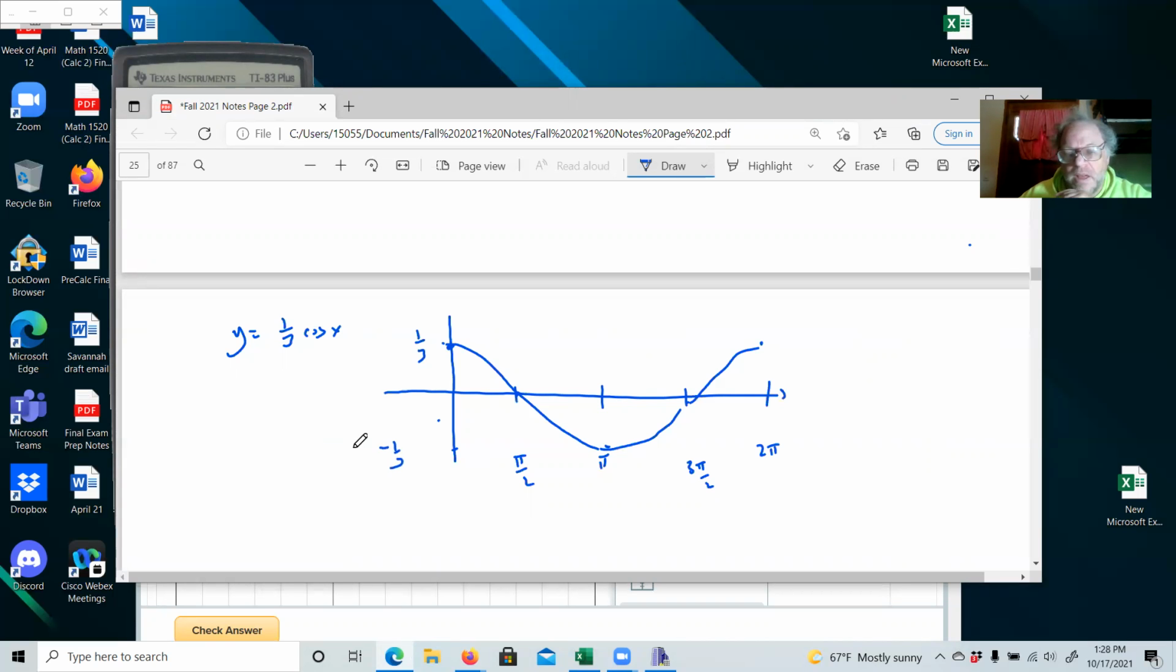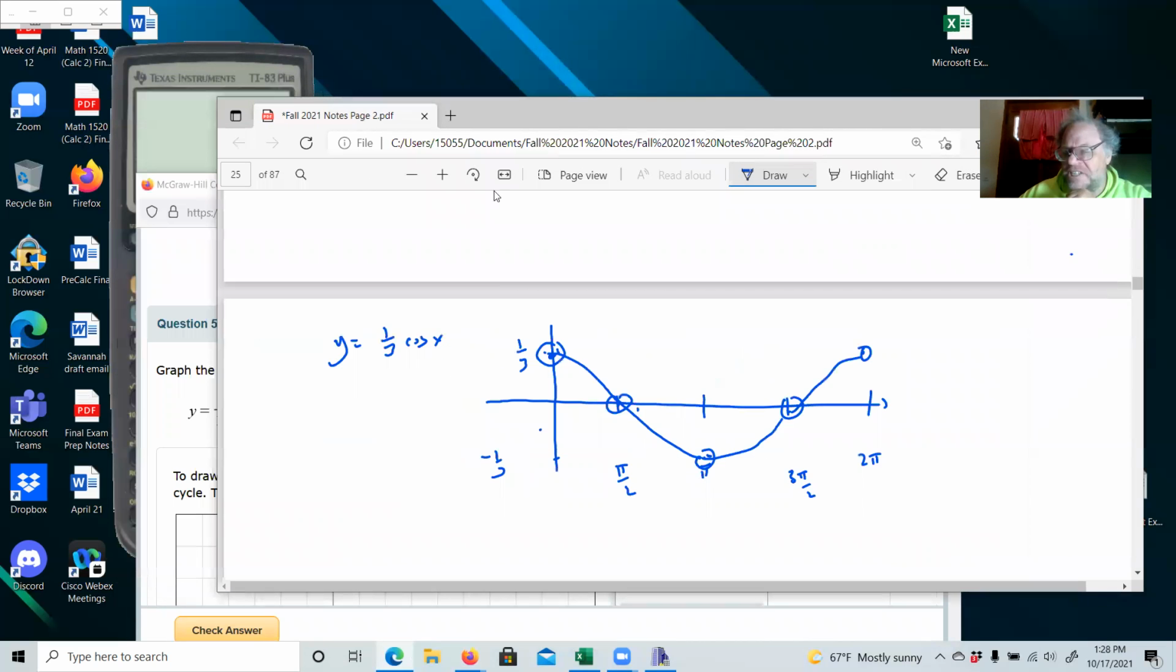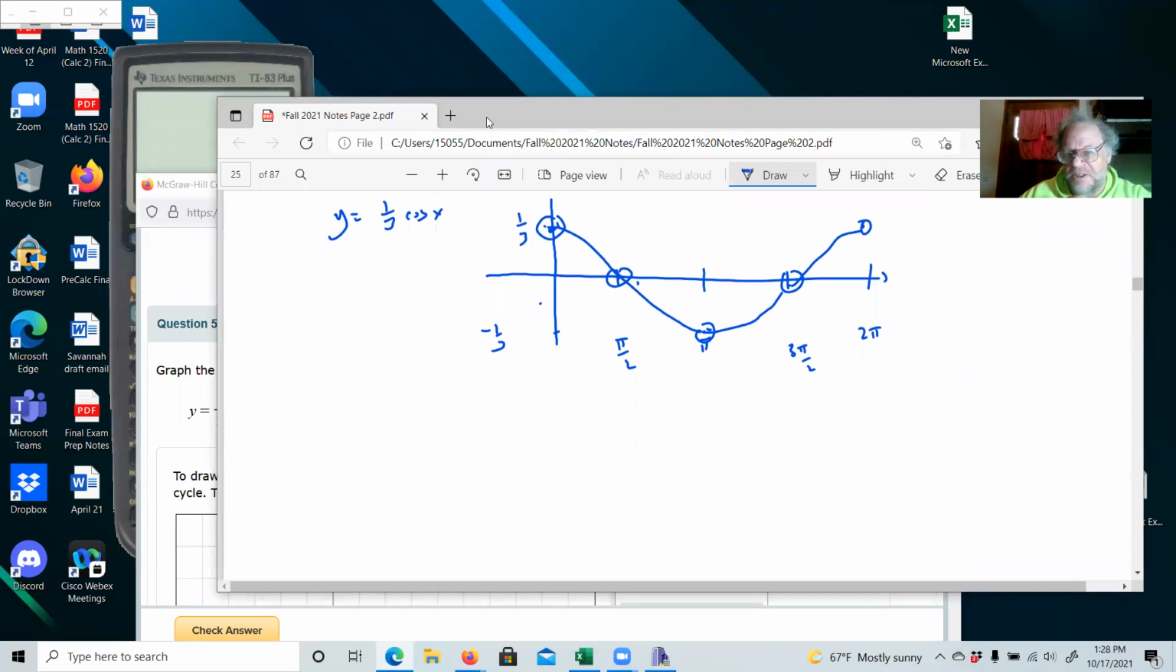All right. So what I mean by key points, I think they mean these points here. It'd be our min, our maxes, and our intercepts. Okay. So if I ask you a question to graph something for me, this is exactly the way I'm going to do it.